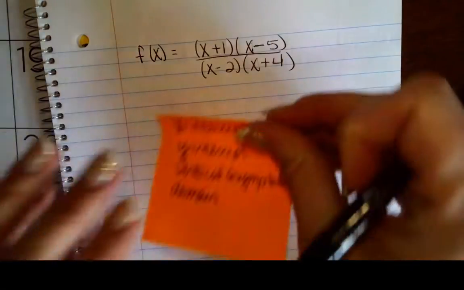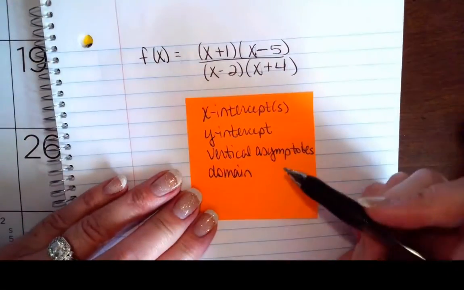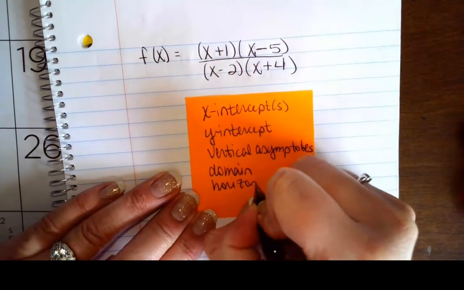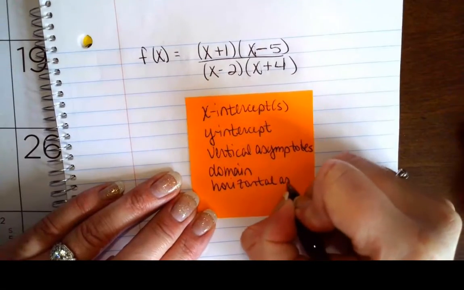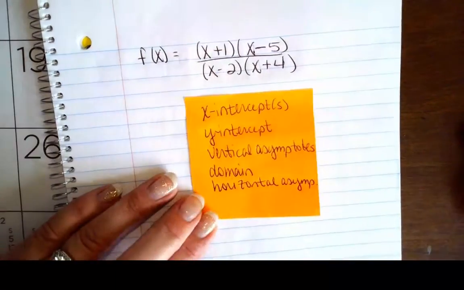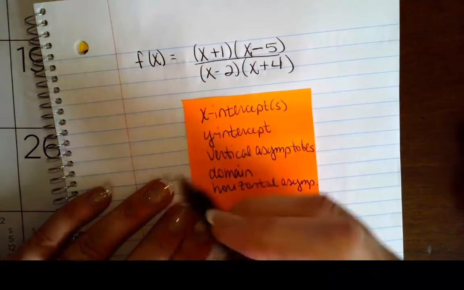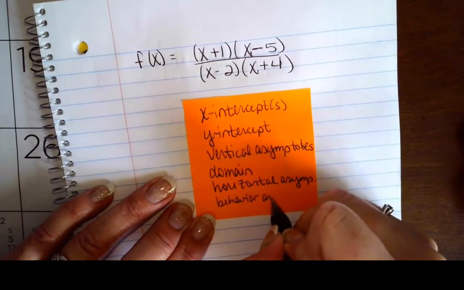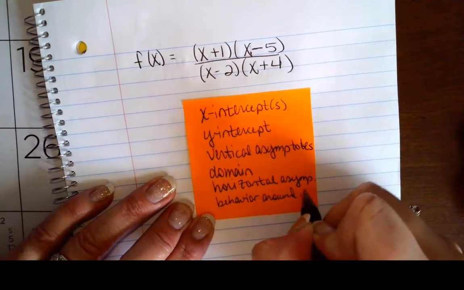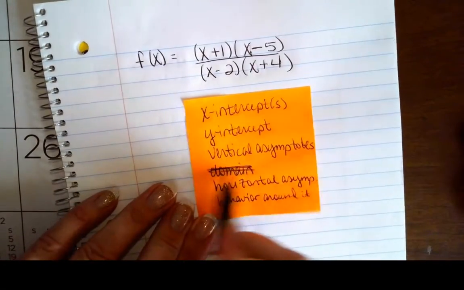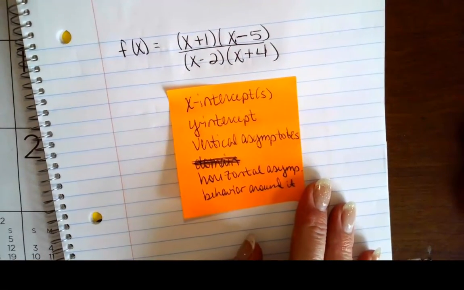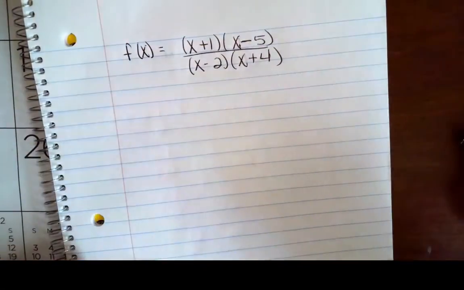So my cool sticky note from a long time ago, I'm going to use. We need to also look at the horizontal asymptote, and then we're also going to look at the behavior around the asymptote. And we should be recognizing that we can pull the domain from the vertical asymptotes. So looking at that, how do I find my x-intercepts?